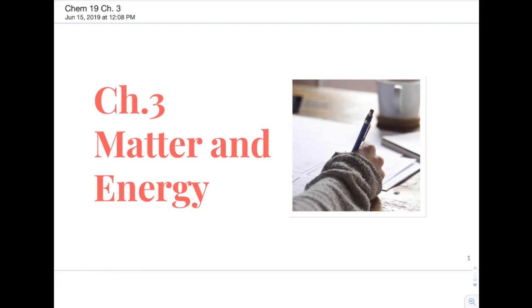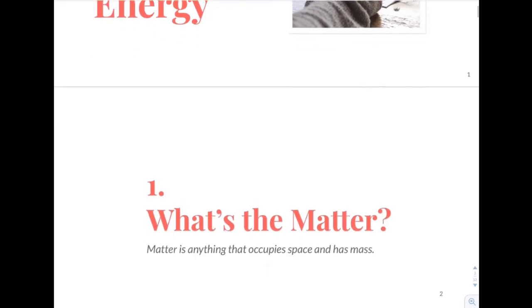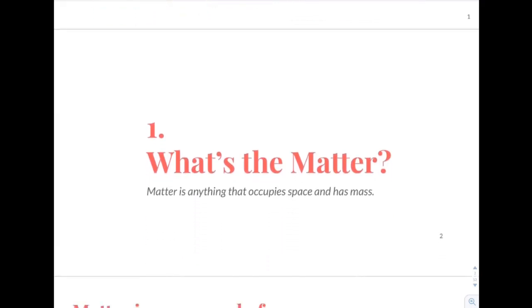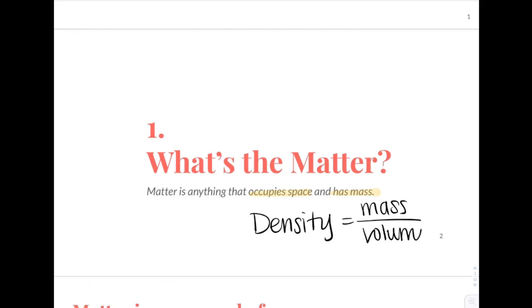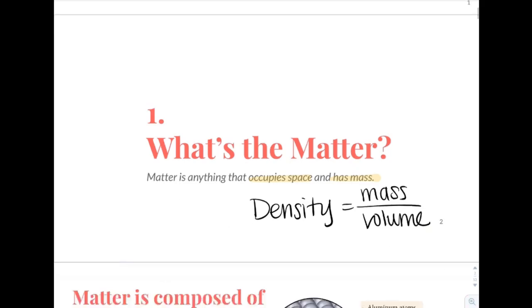Okay, so we're in chapter 3, Matter and Energy. This is of the Timberlake text. What's matter? Matter is anything that occupies space and has mass. So anything that has mass and volume. And if you remember from chapter 2, density is equal to mass over volume. So you can think about anything that has a density is matter.